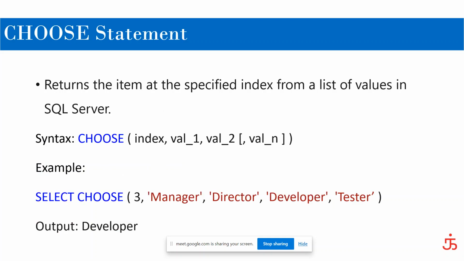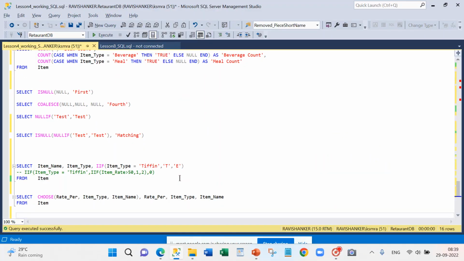Finally, we have something called the choose statement. This is the last statement of today. With the choose statement, you can tell which out of these three, for this set of values, which value it has to choose. If I give 3, then it will show developer. If I give 1, it will give manager. Now, how can I show this? Based on the rate per, I'm going to choose between item type or item name. Rate per is sometimes 1 or 2.